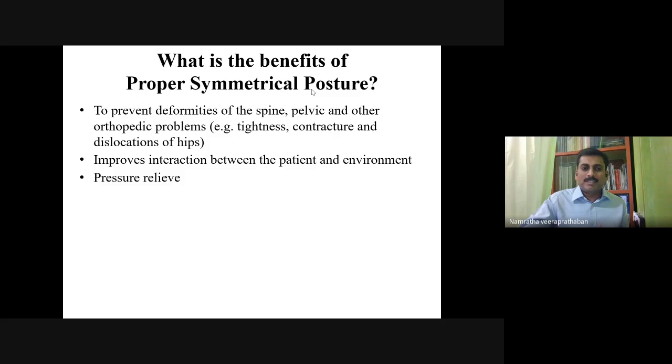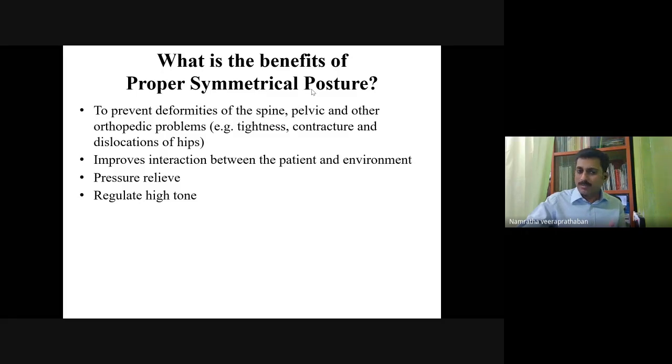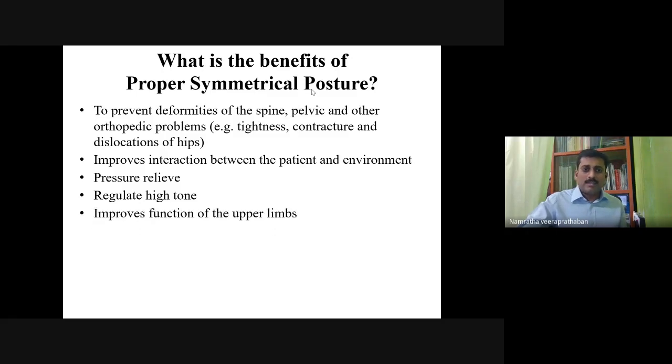Symmetrical posture relieves pressure. For example, if you sit with pelvic obliquity or posterior pelvic tilt, one side of the pelvis gets more pressure than the other side. If you make the patient sit in symmetrical posture, you can distribute the pressure equally. Symmetrical posture also regulates the tone, whether it is flexor tone dominant or extensor tone dominant, it doesn't matter. And it improves the functions of the upper limbs.